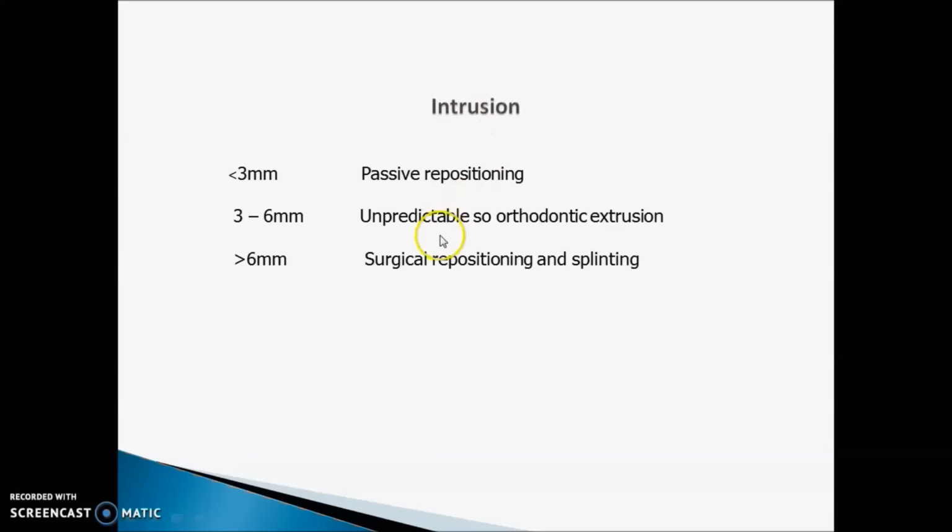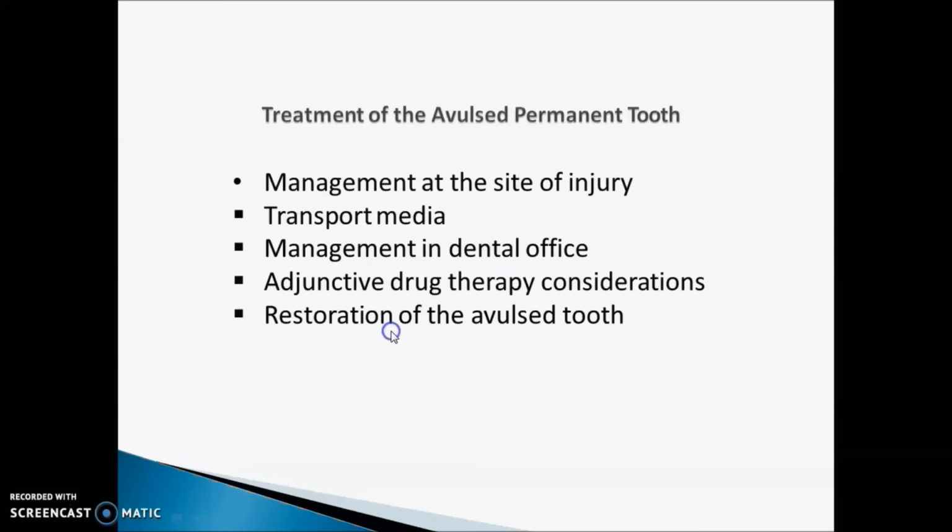If there is intrusion, aspirants, it is a very important classification. Please remember, if intrusion is less than 3 mm, no need to do anything; passive repositioning can occur. If intrusion is between 3 to 6 mm, you need to reposition with the help of orthodontic treatment. And if intrusion is more than 6 mm, surgical repositioning and splinting is required. So please go through this classification.